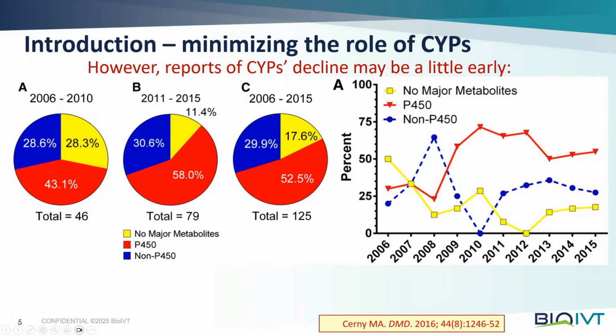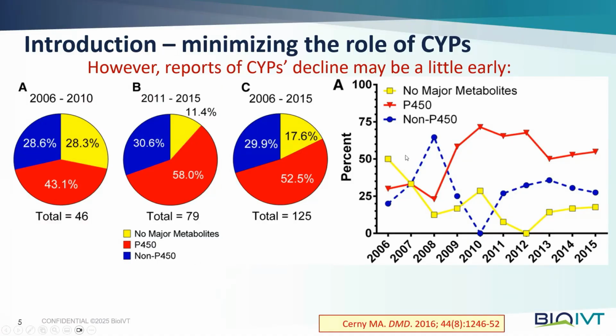But I feel like this is a really great paper from Matt Cerny out of Pfizer from Drug Metabolism and Disposition, at the same issue I highlighted earlier. He took a look at 125 drugs and binned them between the 2006, like the different timeframes I mentioned. And you can see in the graph the P450 in red, sort of going from 43%, 58%, and then 52%. So I would say roughly 50 to 55%. It's essentially the same over that time period.